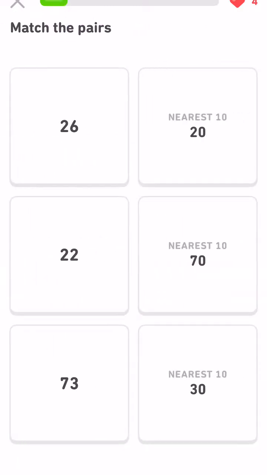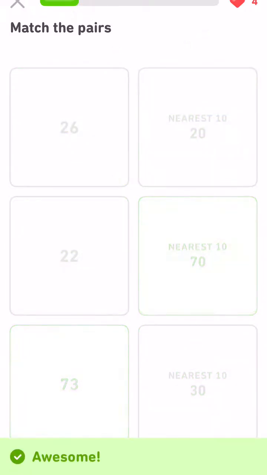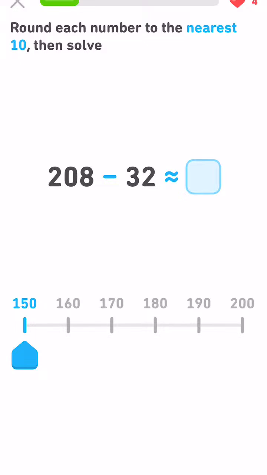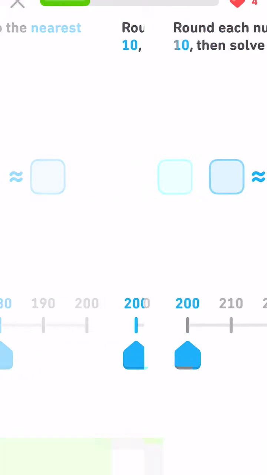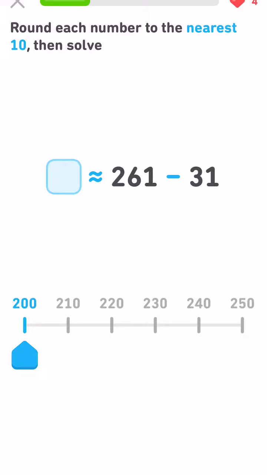Okay, match the pairs. We have 210 minus 30. Okay, so let's do 180. Same situation. Let's see, 260 minus 30 would be 230.